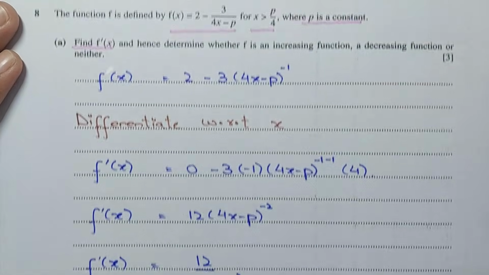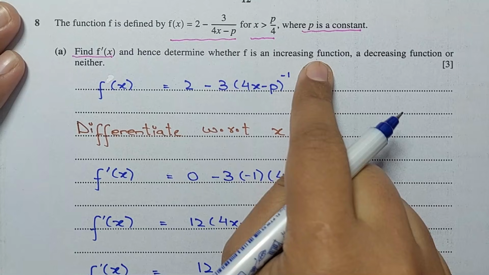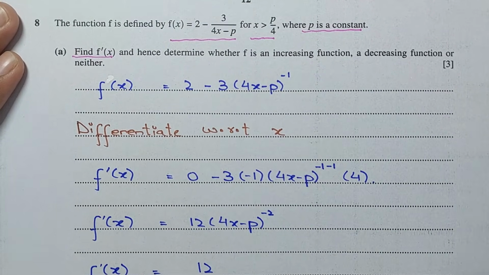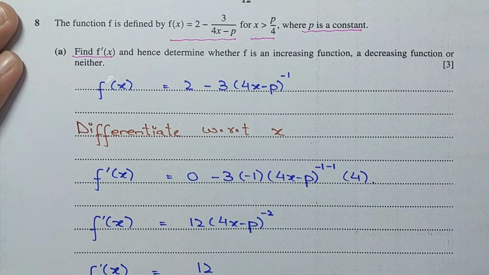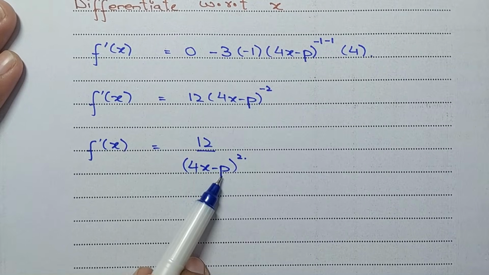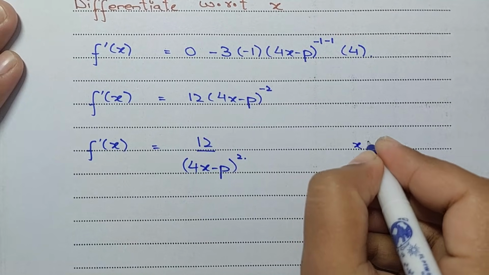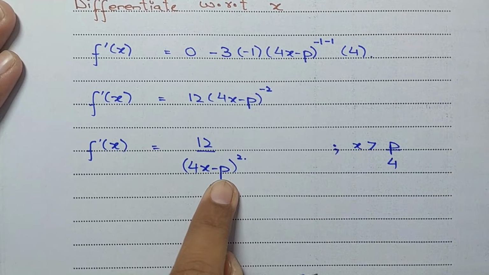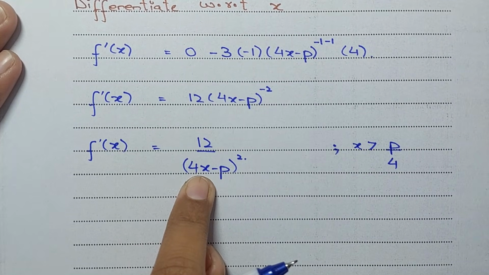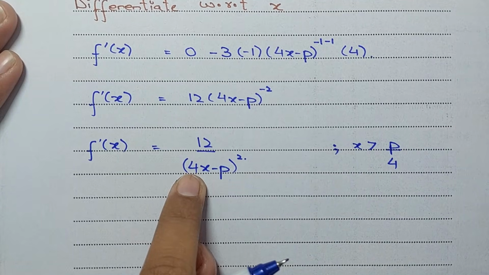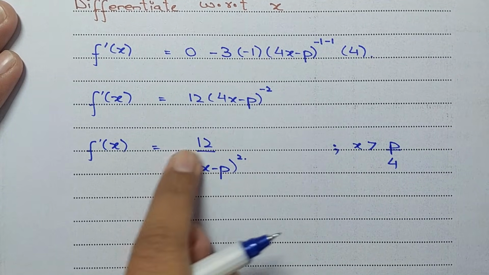The function is increasing when the first derivative is positive, it is decreasing when the first derivative is negative, and it is neither when it does not show any relation like positive or negative, any behavior, right? Okay, so as you can see, we know that x should be greater than p by 4 and p is any constant. When you put any value of p and any value for x which is greater than p by 4, multiply by 4 and take its whole square.